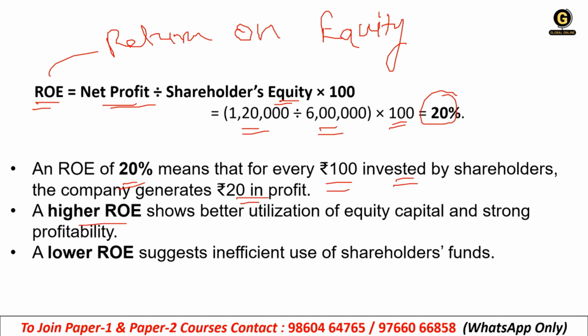Higher the ROE, that means better utilization of equity capital and strong profitability. And if the ROE is lower, it suggests inefficient use of shareholders' funds. The company is not sufficiently using the shareholders' funds and is not generating profit from this kind of fund. Clear?